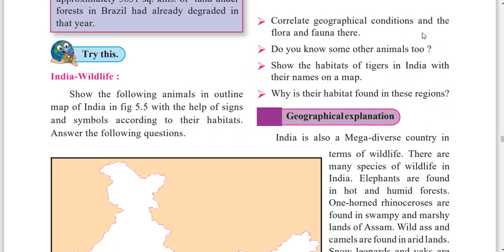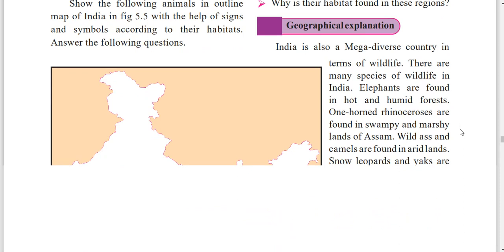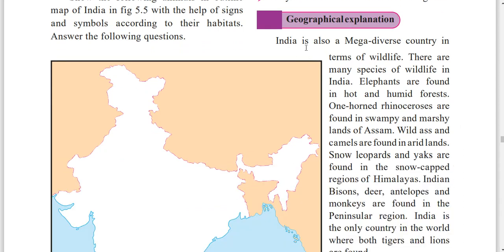Correlate geographical conditions and the flora and fauna there. Do you know some other animals too? Show the habitats of tigers in India with their names on a map. Why is their habitat found in these regions? Geographical explanation. India is also a mega diverse country in terms of wildlife. There are many species of wildlife in India.